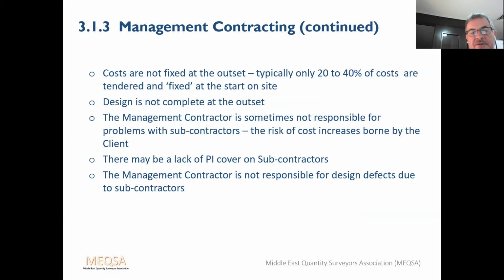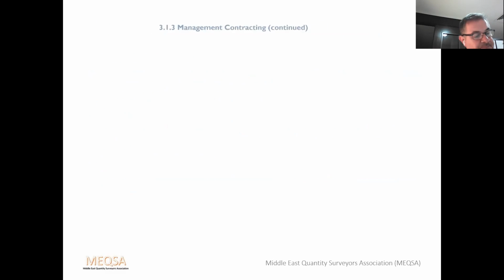The costs are not fixed at the outset. Typically only 20 to 40% of costs can be tendered and fixed at the start on site. And also the design is not complete at the outset. The management contractor simply is not responsible for problems with subcontractors, and the risk of cost increases is borne by the client. There may be a lack of PI cover on subcontractors. Again, due diligence: that should all be checked out at the start or as soon as possible as the subcontractors come on board. The management contractor is not responsible for design defects due to subcontractors.